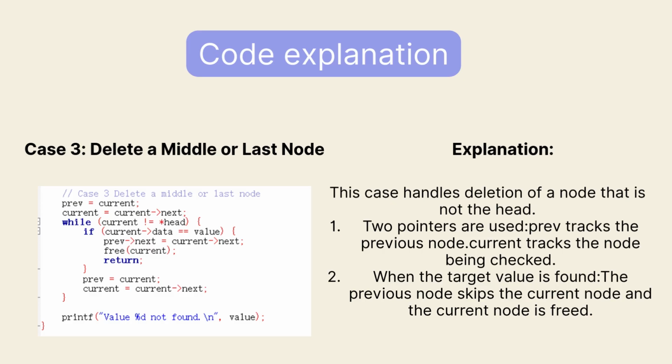And for case 3, delete a middle or last node. This case handles deletion of a node that is not the head. First, 2 pointers are used. The first one tracks the previous node, and the current tracks the node being checked. When the target value is found, the previous node skips the current node, and the current node is freed.